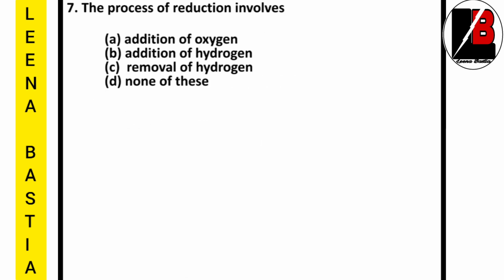The process of reduction involves what? Just now we had studied about oxidation, so it is just the opposite. Option A is saying addition of oxygen, B addition of hydrogen, C removal of hydrogen, D none of these. So here it will be addition of hydrogen, because oxidation involves what? Removal of hydrogen. So here, addition of hydrogen and removal of oxygen.